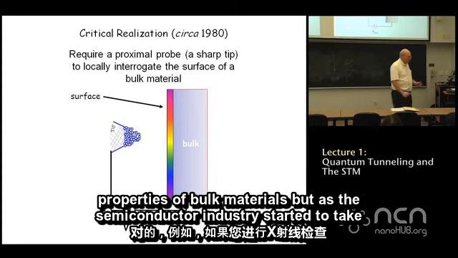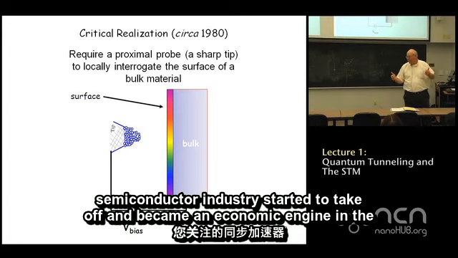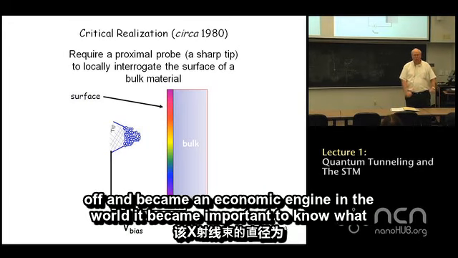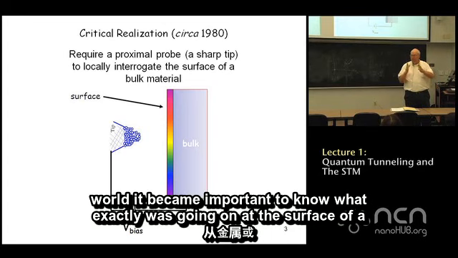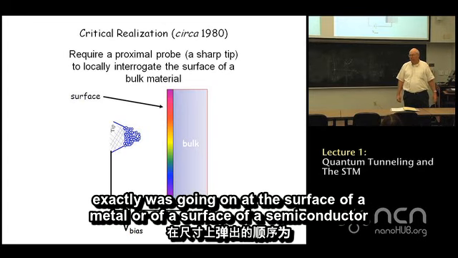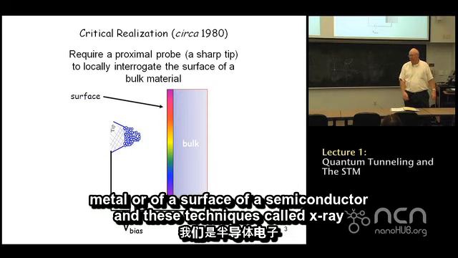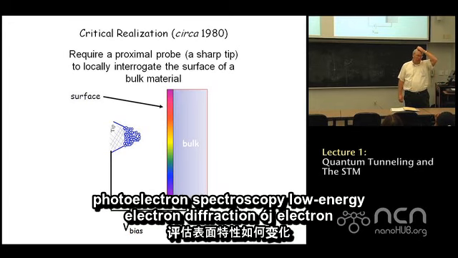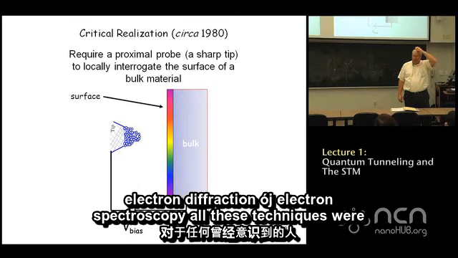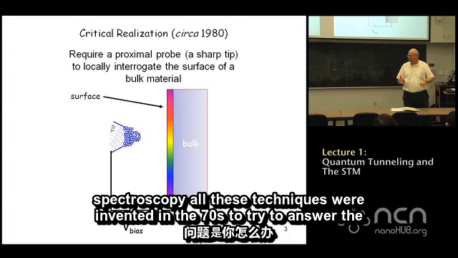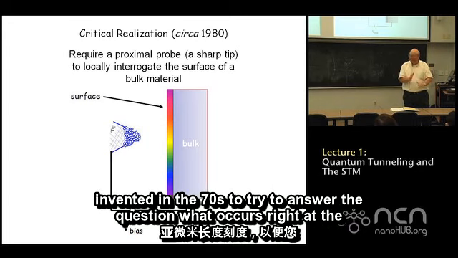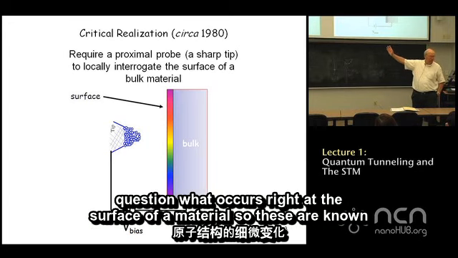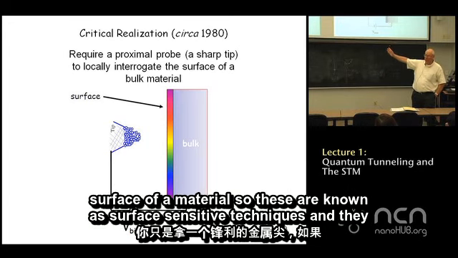But as the semiconductor industry started to take off and became an economic engine in the world, it became important to know what exactly was going on at the surface of a metal or of a semiconductor. And these techniques called X-ray photoelectron spectroscopy, low energy electron diffraction, Auger electron spectroscopy, all these techniques were invented in the 70s to try to answer the question, what occurs right at the surface of a material? So these are known as surface sensitive techniques.